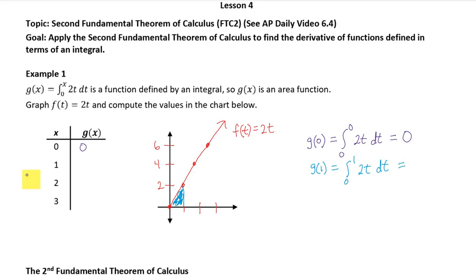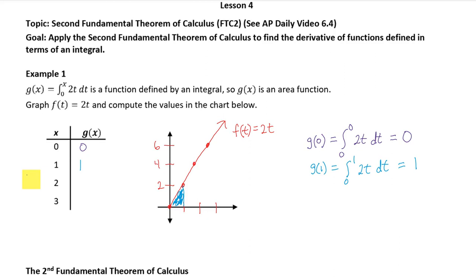Well, the area of that triangle is 1/2 base times height. So the base is 1, times 1/2 is 1/2, times the height of 2. That's 1/2 times 2, which is 1. So my function g at a value of x equals 1, the area is 1. So again, that's what we're calculating here. We're calculating areas given a function g of x.